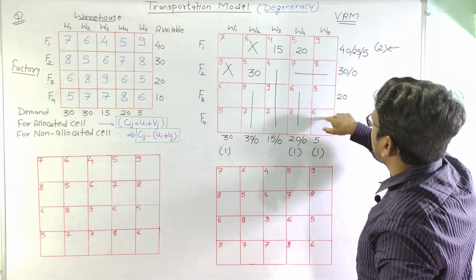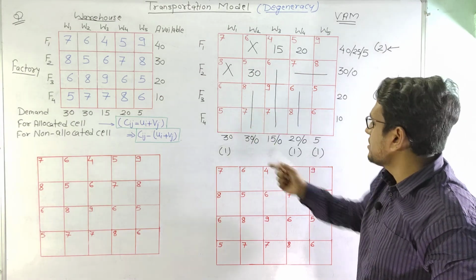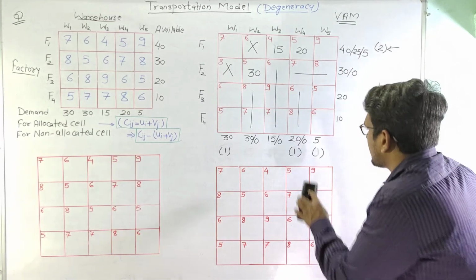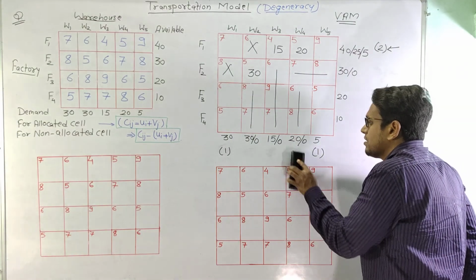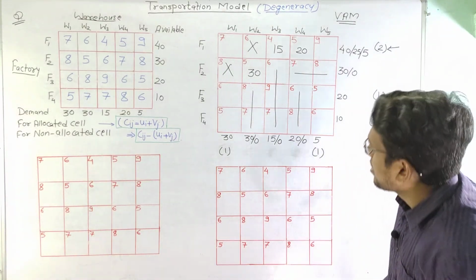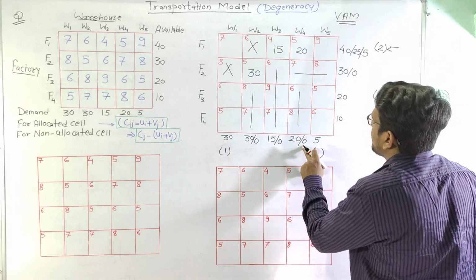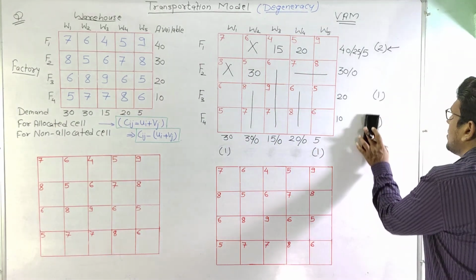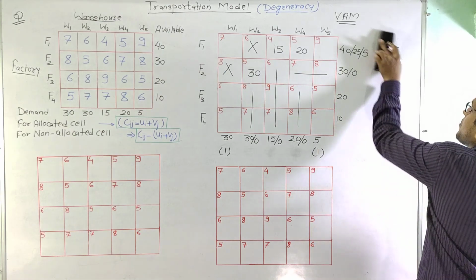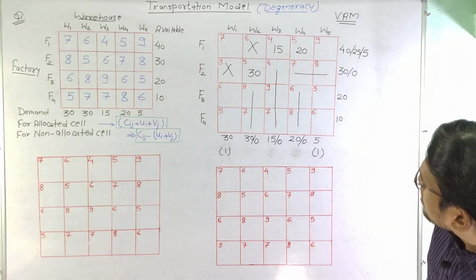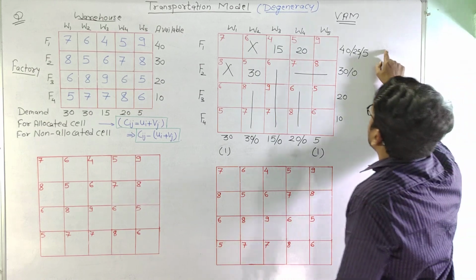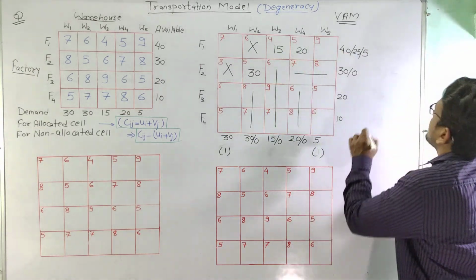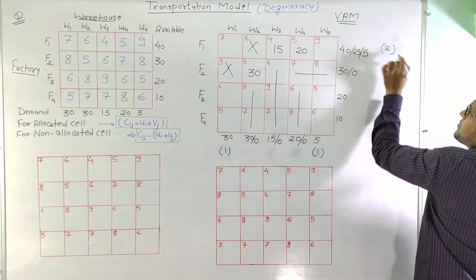So because row 1 and row 4 do not change, the penalty will remain the same, and this will be gone because the demand has been fulfilled here. Now we need to calculate the penalties for the row. So now again we are calculating the penalty. So the minimum cost here is 7 and the next minimum is 9, so the penalty is 2.